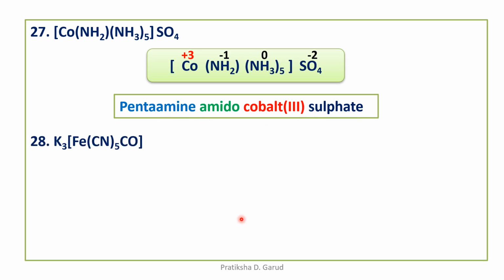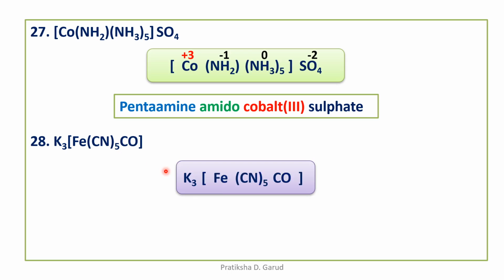Next one, K3[Fe(CN)5CO]. In this, it is an example of the anionic complex. The CN is a negative ligand, therefore -1 charge. Carbonyl is a neutral ligand, therefore 0 charge. Potassium is a cation, therefore plus 1 charge. On the complex ion there should be minus 3 charge, hence the oxidation number is plus 2.